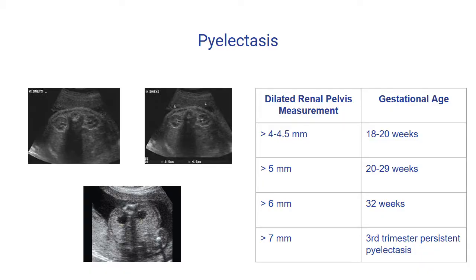If the renal pelvis appears dilated, pyelectasis may be present. The pelvis can measure anywhere from 4 millimeters to 7 millimeters. You can see the measurements in the chart here.